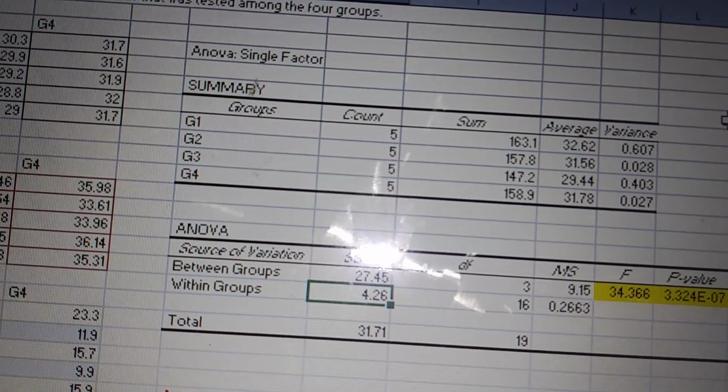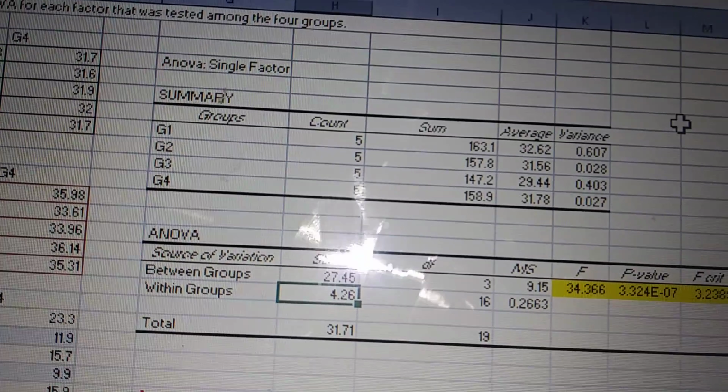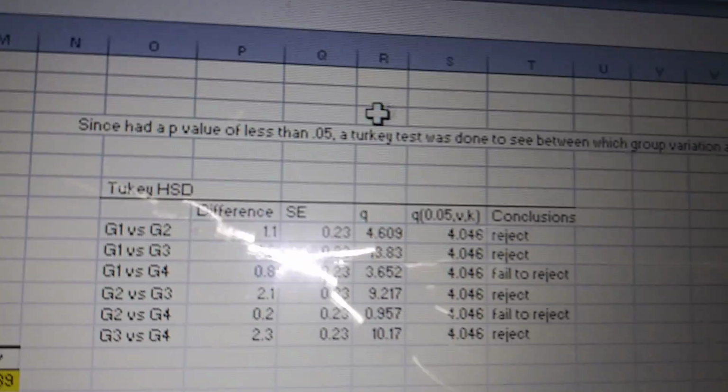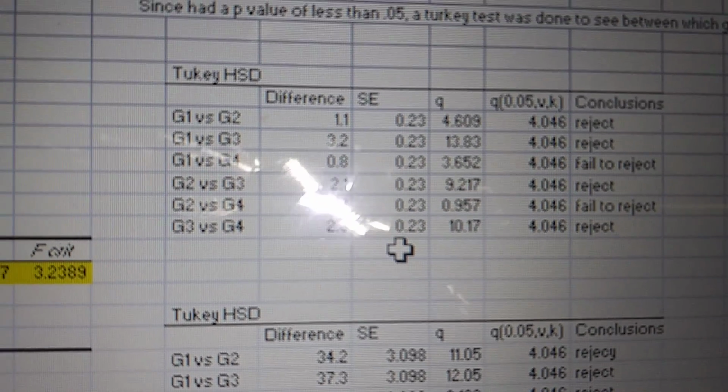And then you take the square root of that. So it's going to be 4.26 divided by 5. And then you take the square root of that entire thing. And that'll give you this. Okay. And then all these will be the same.